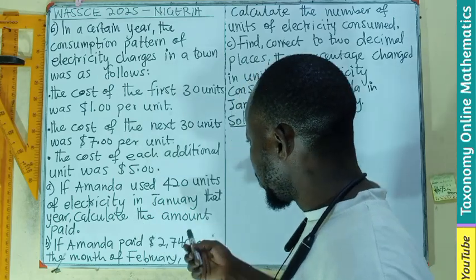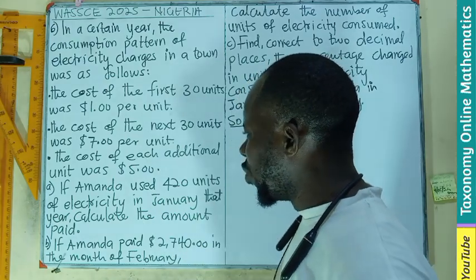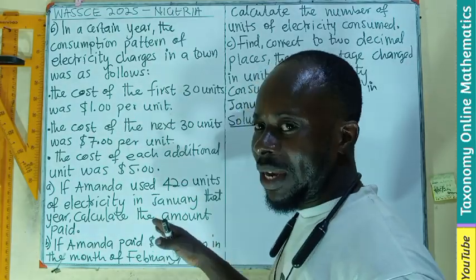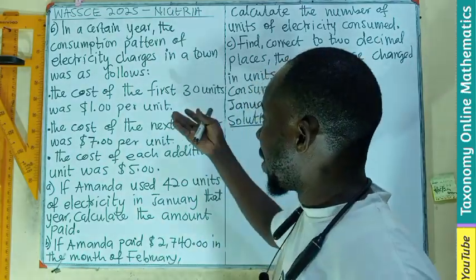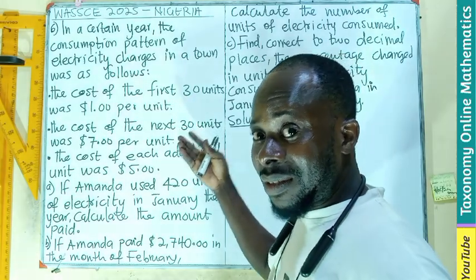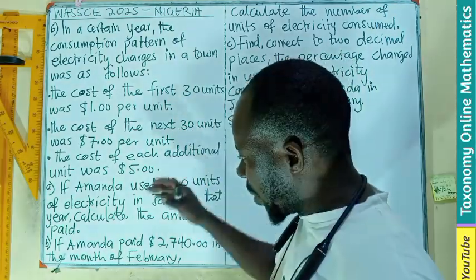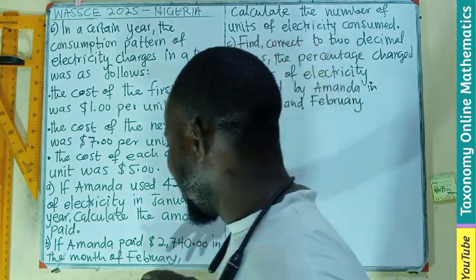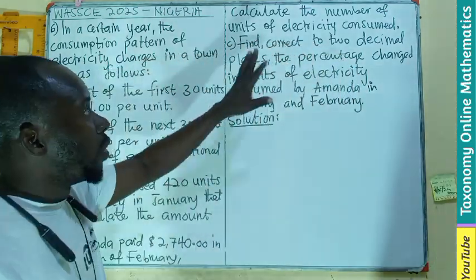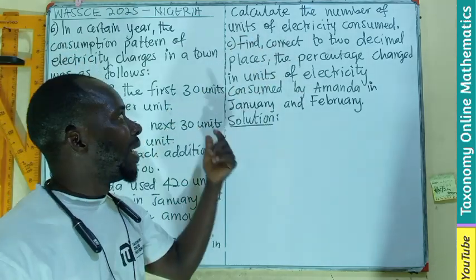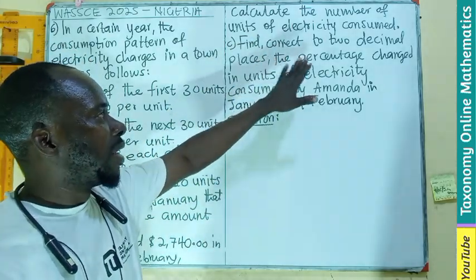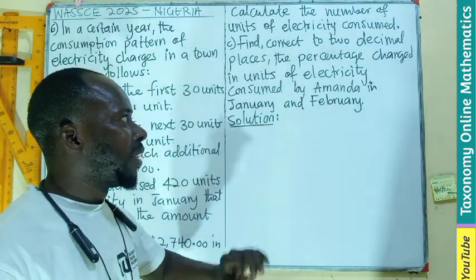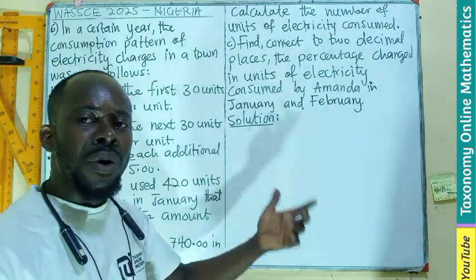Then, if Amanda used 420 units of electricity in January that year, we are to calculate the amount paid for the first 30, the next 30, and the remaining, per their unit charge. Then Amanda paid $2,740 in the month of February. We want to know the number of units consumed in that month. Then finally, find the percentage change in units of electricity consumed in January and February.